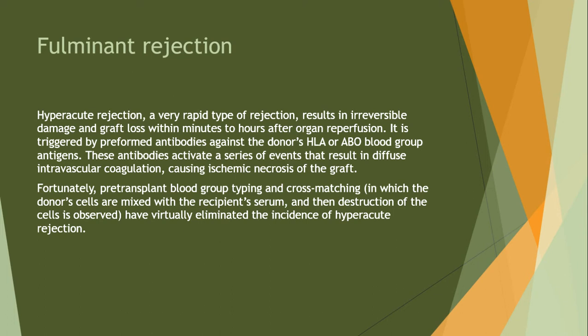These antibodies activate a series of events that result in diffuse intravascular coagulation, causing ischemic necrosis of the graft. Fortunately, pre-transplant blood group typing and cross-matching, in which the donor cells are mixed with the recipient's serum, and then destruction of the cell is observed, have virtually eliminated the incidence of hyperacute rejection.